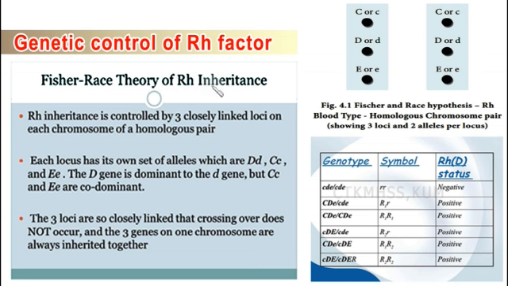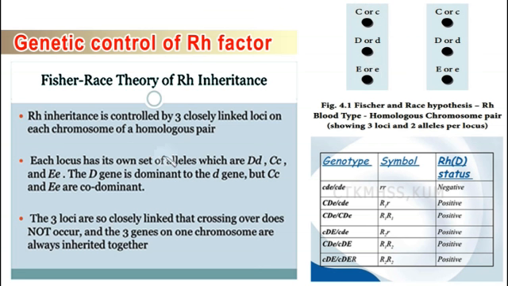According to Fisher and Race, this RH inheritance is controlled by three closely linked loci. Loci can be pronounced as loci also. Three closely linked loci on each chromosome of a homologous pair. So, here you can see in this diagram, this is a chromosome. This blue color denotes the chromosome. This chromosome contains three closely linked loci on each chromosome of a homologous pair.